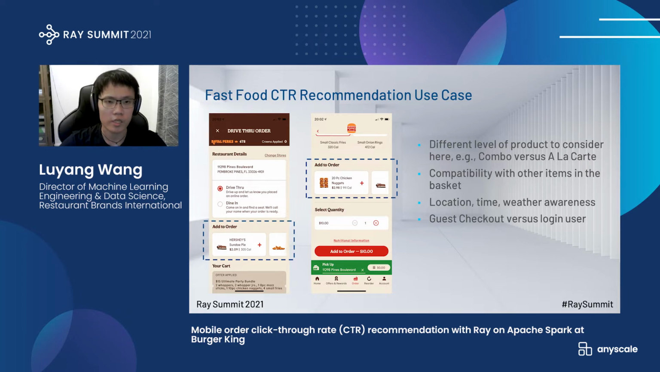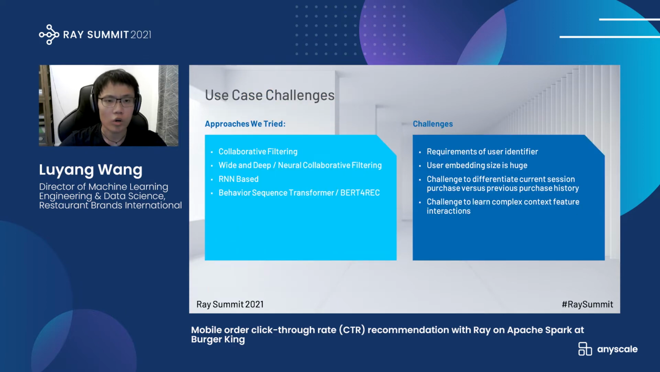Collaborative filtering is a traditional approach, very commonly used. And Wide and Deep, Neural Collaborative Filtering, some deep learning based recommendation models are also very popular. We also looked at some RNN based recommendation like Session-based Rec, RNN Latent Cross, also very popular in other use cases. And last, we looked at some transformer based recommendation like Behavior Sequence Transformer and BERT4Rec. But when we look at these different approaches, we noticed some limitations.